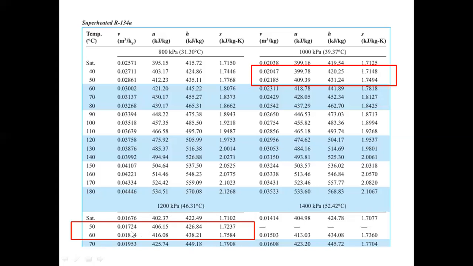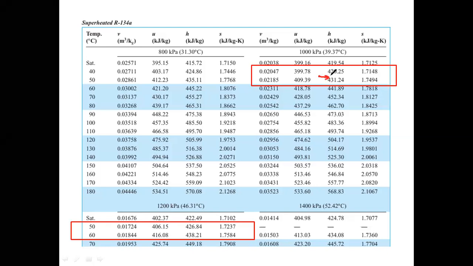The same thing can be done for a pressure of 1200 kilopascal. So what we have seen is we have calculated the entropy value, calculated the enthalpy value corresponding to the entropy value of 1.7395. That was calculated to be 428.09.